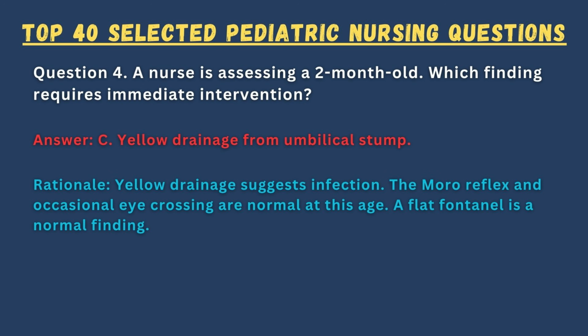Answer: C. Yellow drainage from umbilical stump. Rationale: yellow drainage suggests infection. The Moro reflex and occasional eye crossing are normal at this age. A flat fontanelle is a normal finding.